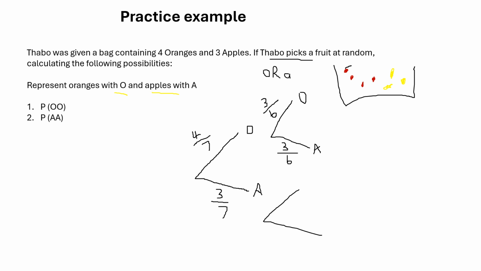Remember, we're at random. You could have taken either an orange or an apple. Here on the first instance, it was when he took out an orange. Now on the second instance, let's say he took out an apple instead of an orange. Let's say we are back to normal. We've got 7 fruits inside, but he took out an apple this time around.